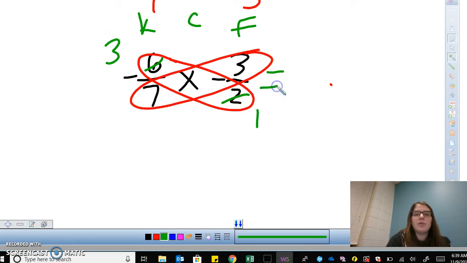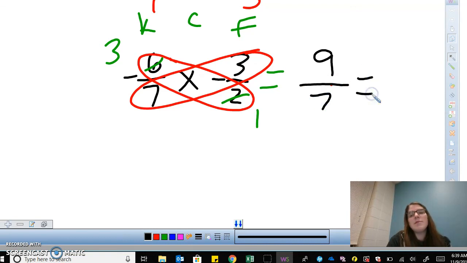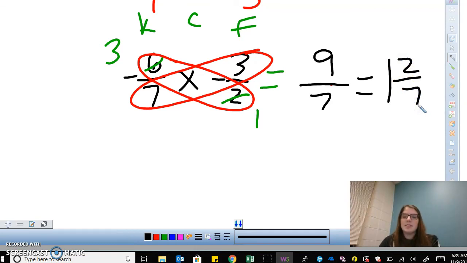And I know 3 times 3 is 9 and 7 times 1 is 7. This is an improper number, so I have to change it back to mixed. And so I'd have 1 and 2/7. And I can't forget to look at my sign. So my sign should be positive because a negative times a negative is a positive.